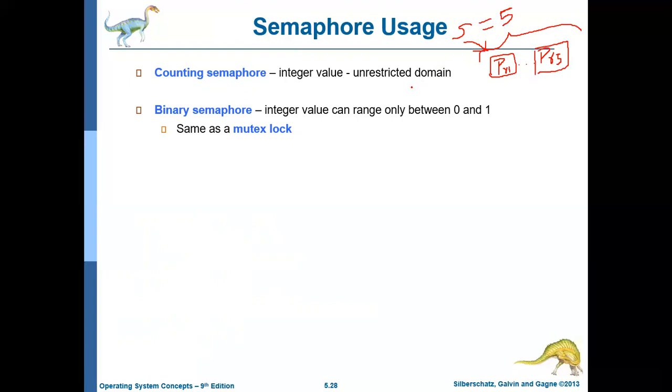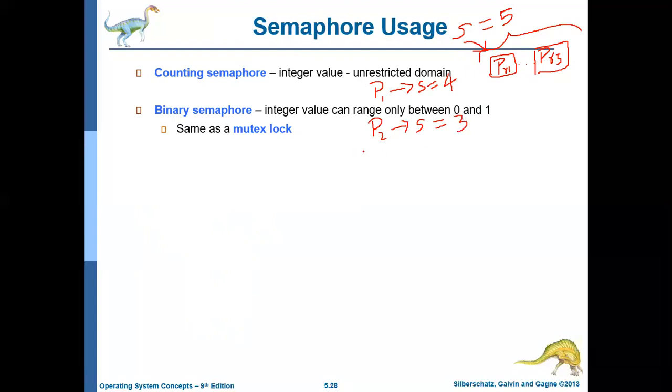If process P1 comes and says that I want a printer, then it will check what S is. S is 5, so it means 5 instances of printers are available. It will take one printer and decrement S by 1. So now S will become 4. Again, some other process P2 comes and wants to access a printer. It checks the S value. S value is 4, so still 4 printers are available. It will take one printer and make S 3.